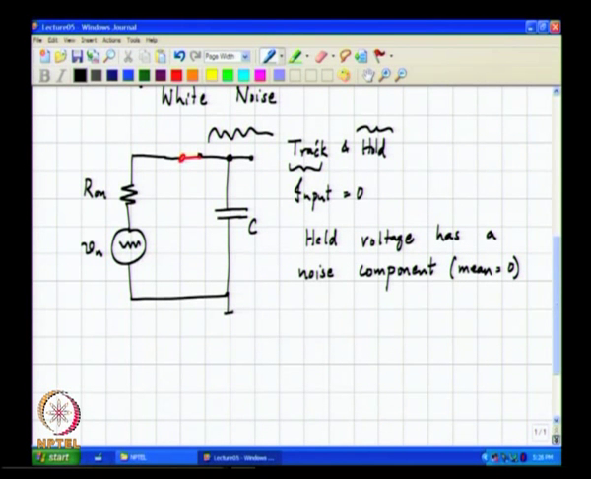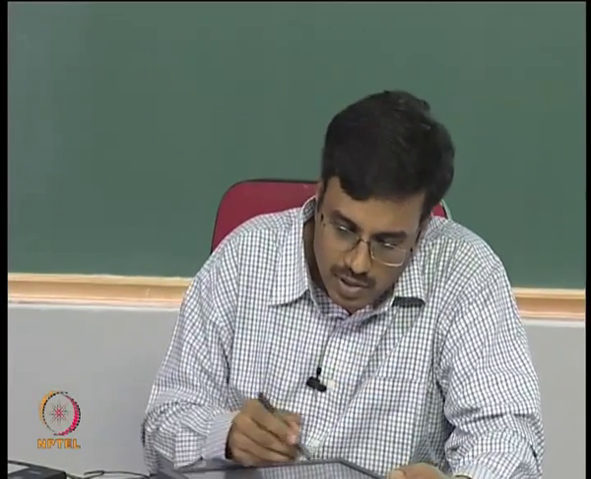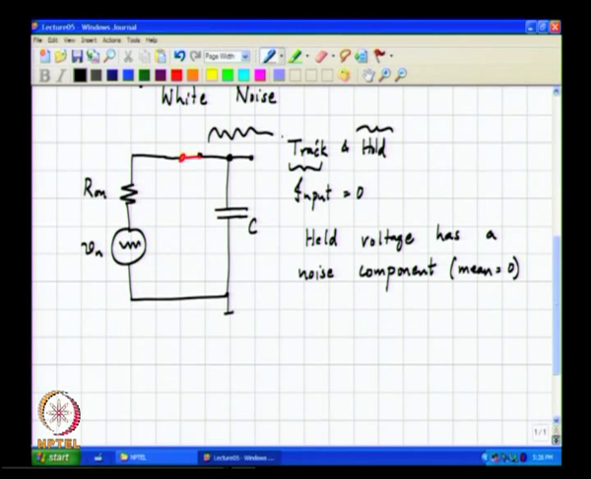Correct, because the switch is closed, you suddenly open the switch, whatever existed at that node before you open the switch is what is stored in the capacitor. So, the mean square value of the voltage sampled on the capacitor due to the noise is simply equal to the mean square value of the voltage waveform that exists across the capacitor when the switch is closed, right. So, how do we figure out what the mean square value of this waveform is?